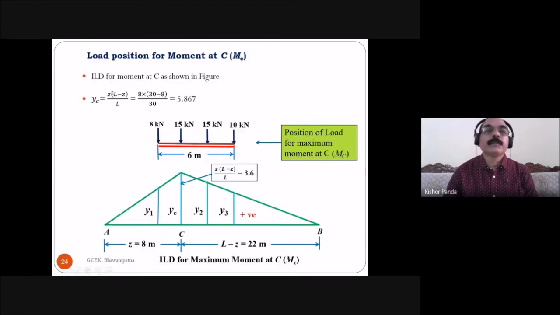Then coming to the moment, the maximum moment at C. So you know the maximum moment ordinate at C, and you can find it using this relation. This is the ILD for moment at C, the influence line diagram for the maximum moment at C, and this is the ordinate at point C. That ordinate YC you can find as Z into (L minus Z) by L, and this is 5.867. This is the position of the load for maximum moment at C.